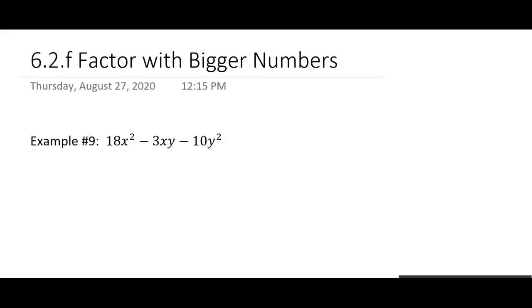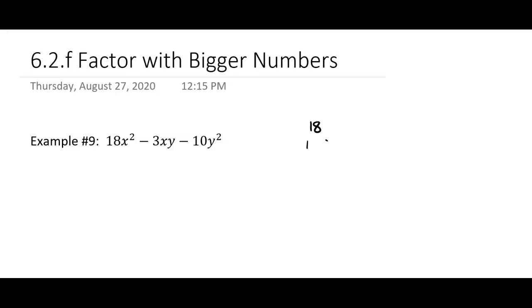So now we're going to do a problem where the numbers are a little bigger. And this also has two variables, but we know to split it x and y. So the first thing to do would be to look for a greatest common factor, but there isn't one, so there goes that idea. So what multiplies to be 18?